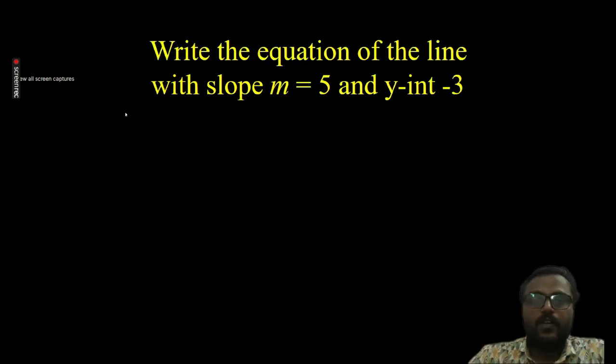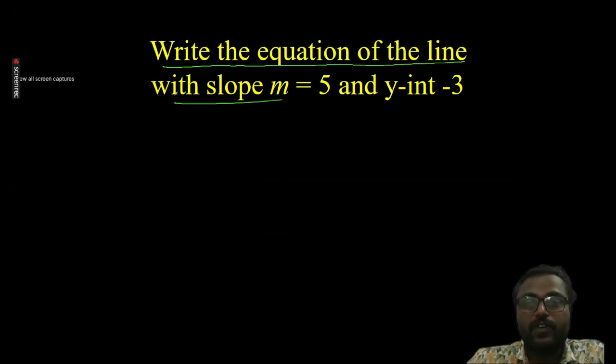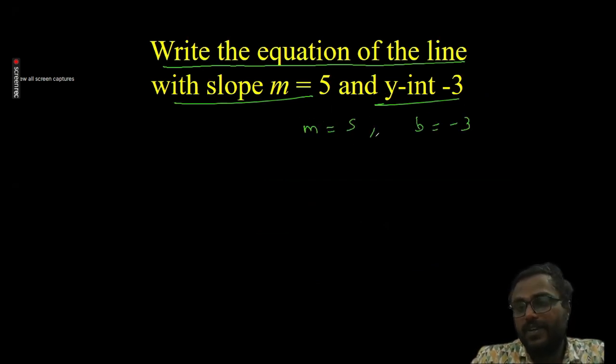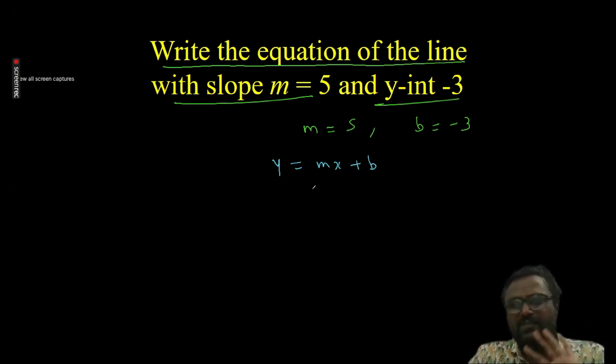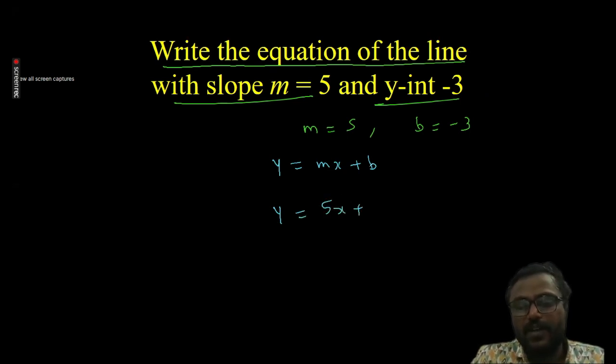So what are they saying in the first question? Write the equation of the line with slope 5 and y-intercept as -3. So m is equal to 5 and b is equal to -3. What was the slope-intercept form? y is equal to mx plus b. I will simply substitute the values of m and b into it and we'll get our answer. y equals m, which is 5x, plus b, which is -3.